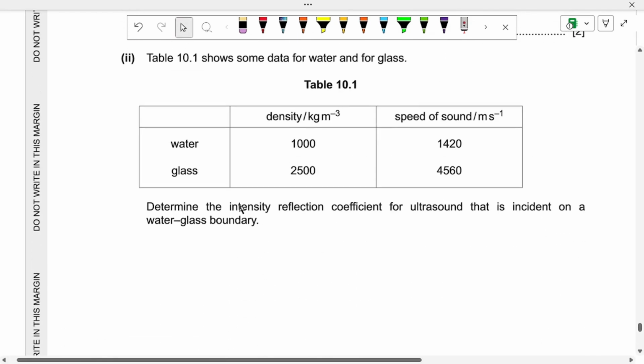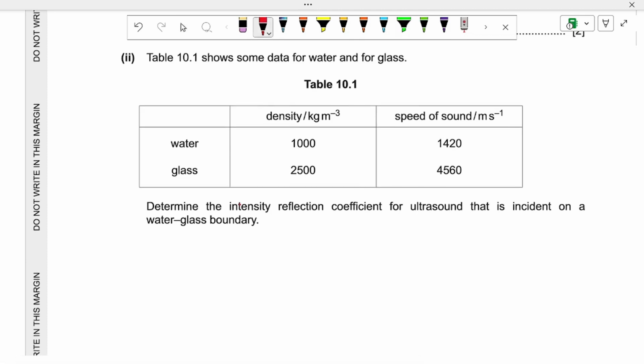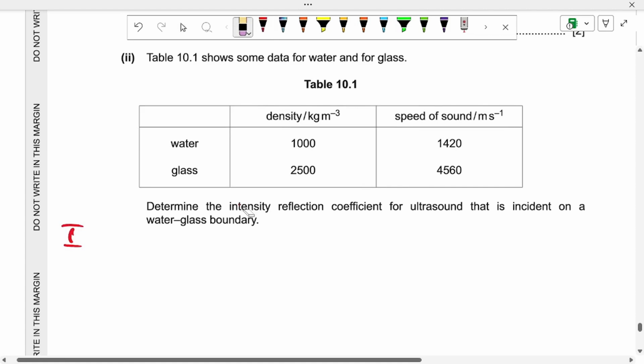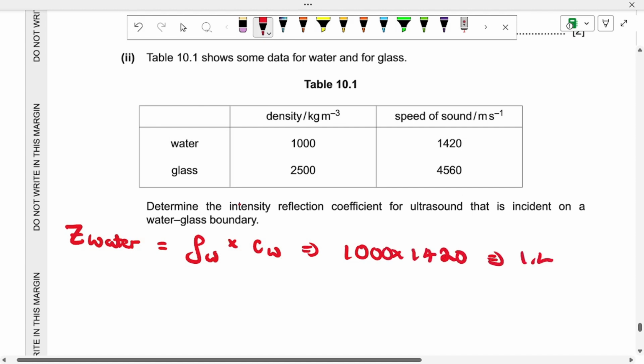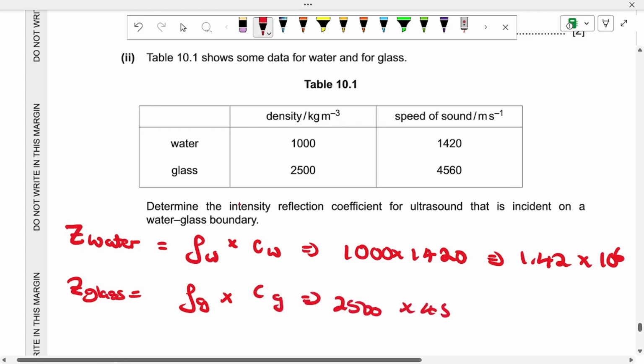The last question: I've been asked to determine the intensity reflection coefficient for ultrasound that is incident on a water-glass boundary. First I need to find the Z for water. The Z for water is the density of water times the speed of sound in water, and both of these I am already given. So it's 1000 times 1420, and this gives me 1.42 times 10 to the power of 6. Then my Z for glass is my density for glass times my speed of sound in glass, which is 2500 times 4560. That's going to give me 11.4 times 10 to the power of 6.